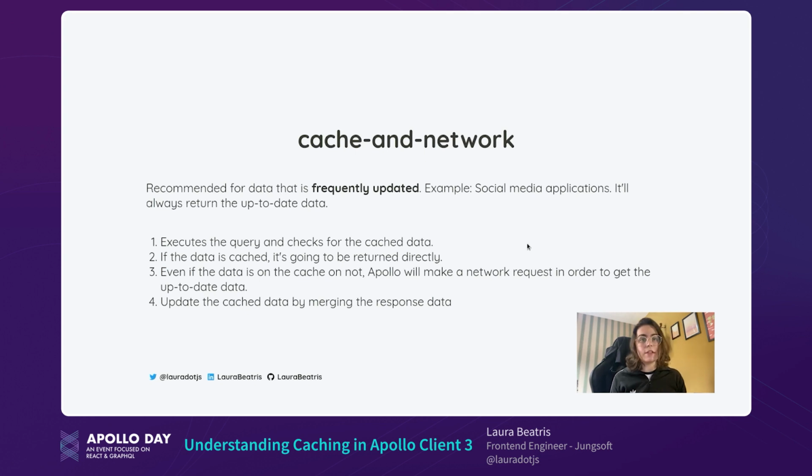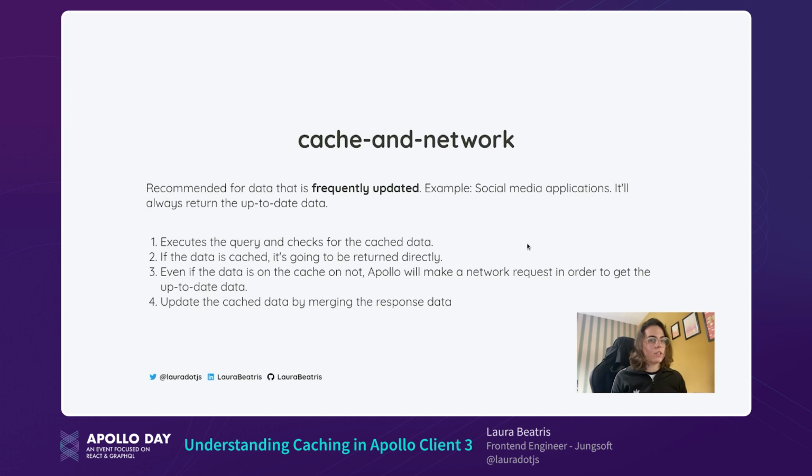It is really recommended for data which is frequently updated. For example, social media applications where the users are interacting every time and the data is changing every time. So this cache policy will always return the up-to-date data. By executing the query, it checks if there's cached data. If there is cached data, it's going to be returned directly. But even if there is cached data or not, Apollo will make the network request in order to get the up-to-date data, and then we will update the cache.